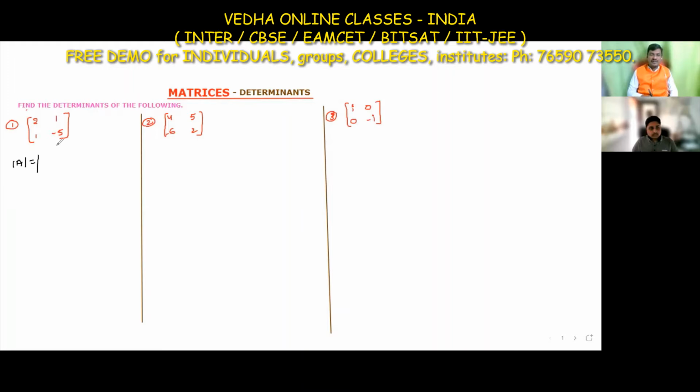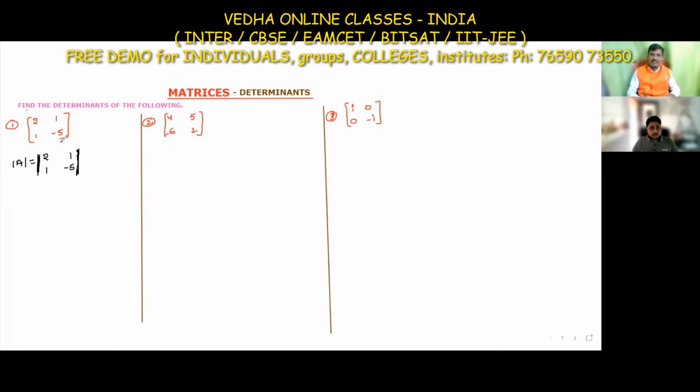So determinant of A is nothing but we have to take the modulus, two straight lines. Between the two straight lines, we write the elements. So that is nothing but 2, 1, 1, minus 5. If we keep the brackets, that is a normal matrix. If we keep two straight lines like this, it is a determinant. We are finding the determinant.